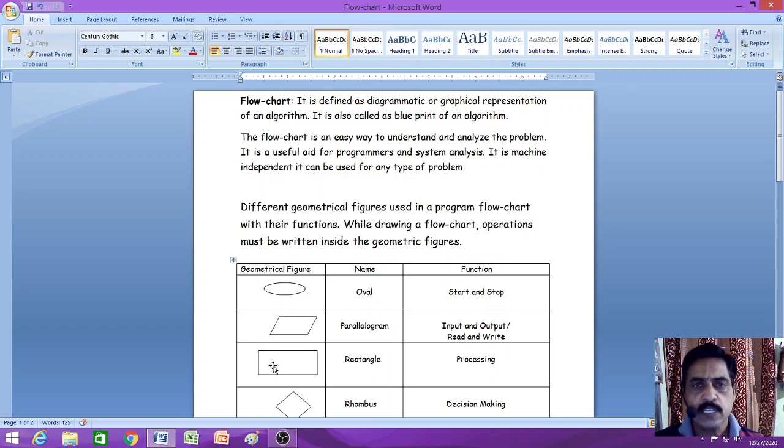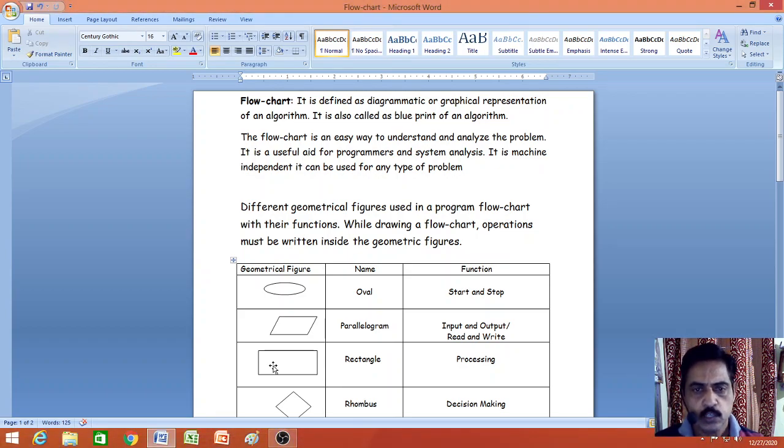The flowchart is an easy way to understand and analyze the problem. It is a useful aid for programmers and system analysts. It is machine independent. It can be used for any type of problem.